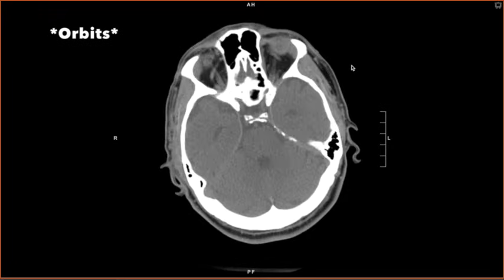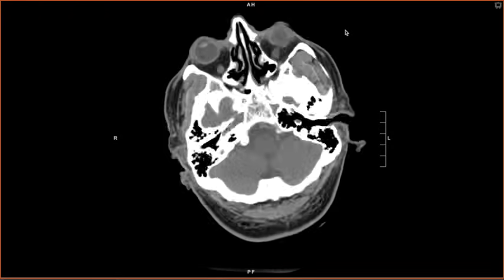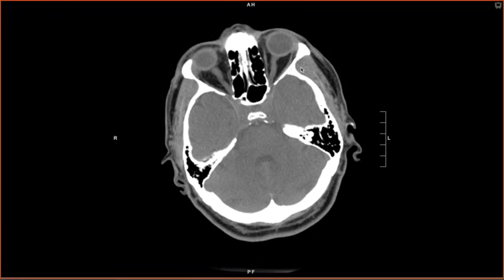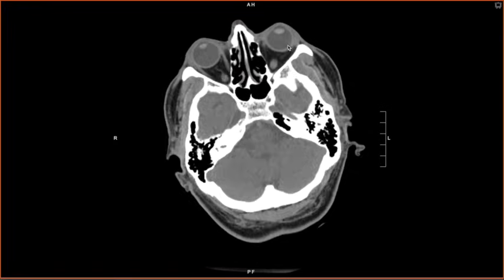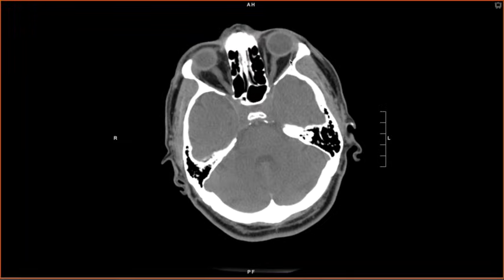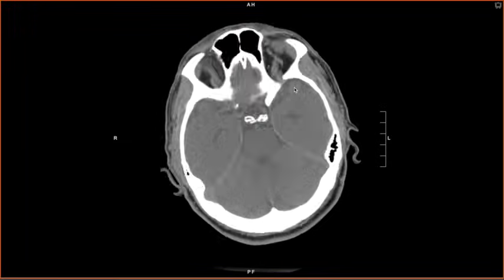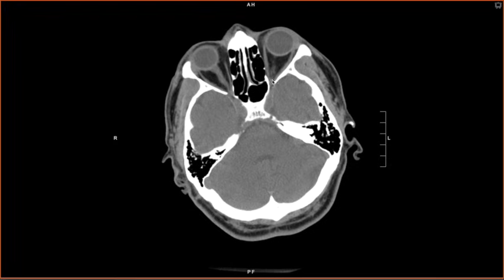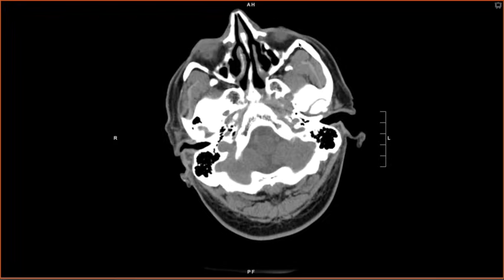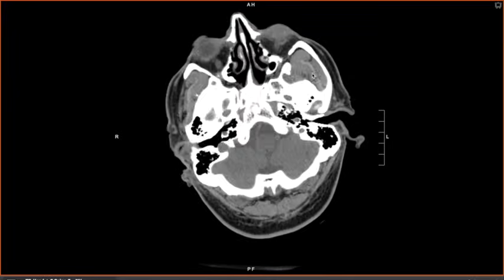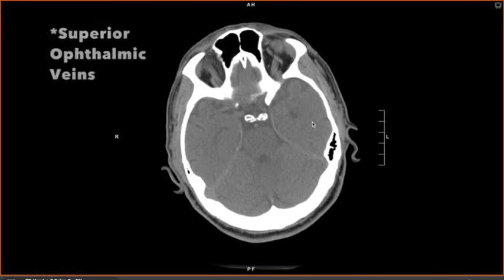Next, I look at the orbits. Always look at the orbits. Slowly look through each of them, comparing them for symmetry as well. I look at the retrobulbar fat, look for any haziness or hemorrhage behind the globe, look for any air behind the globe. Look at the globe itself. This is the lens. I look at the optic nerves bilaterally and compare them, and the extraocular muscles to see if they're thickened. And the last thing I look for is the superior ophthalmic veins.